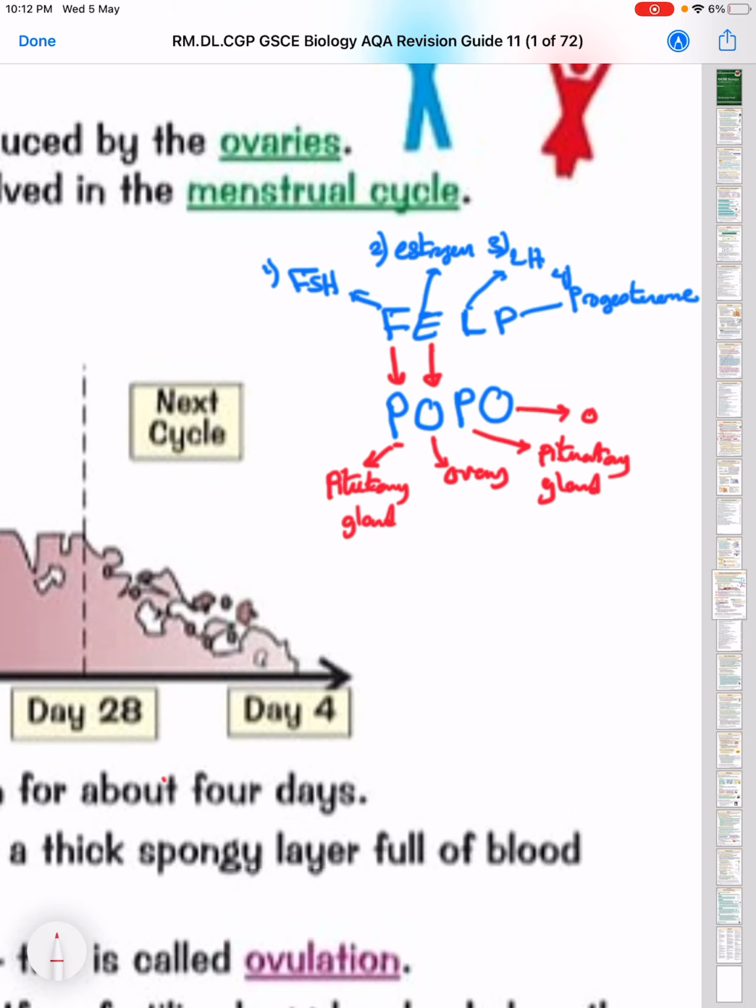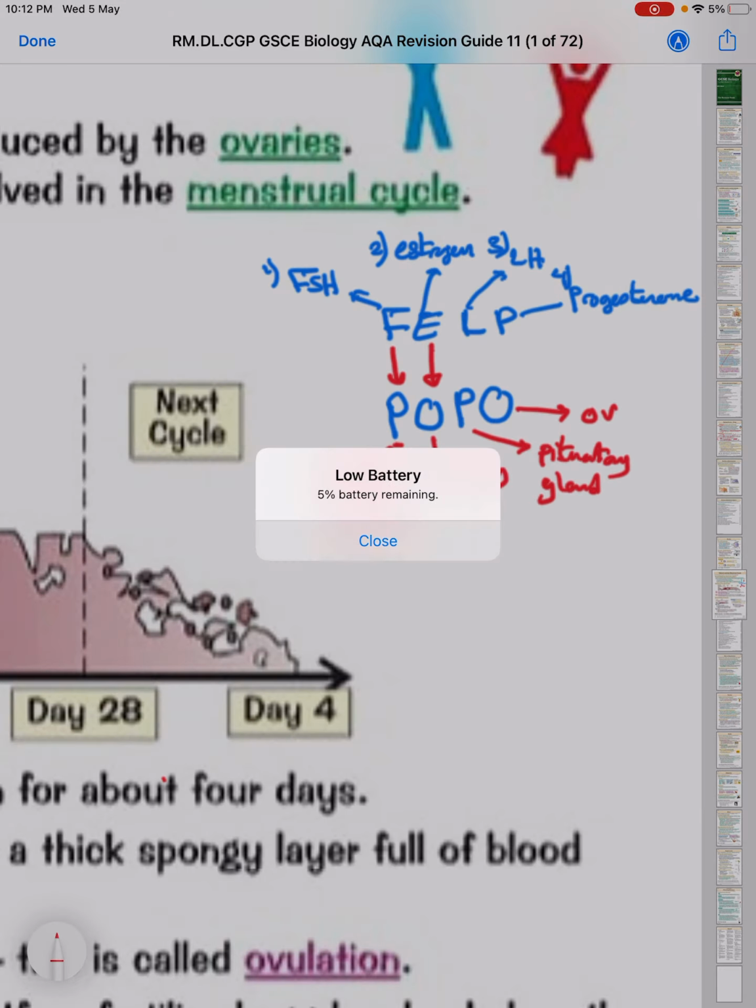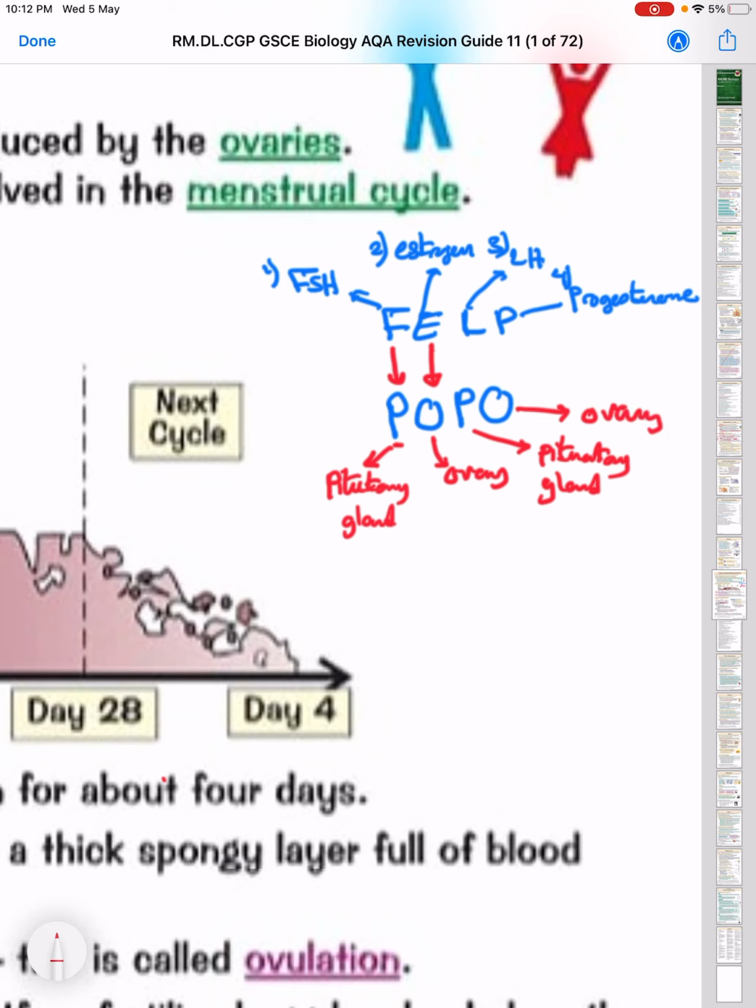P again for the pituitary gland, O for the ovary, okay? So LH from the pituitary gland, and P again from the ovary. So always remember FELP and POPO. Now let's go to more details about what each hormone is doing in the female reproductive system, since now we know each hormone is released from which location in the body.